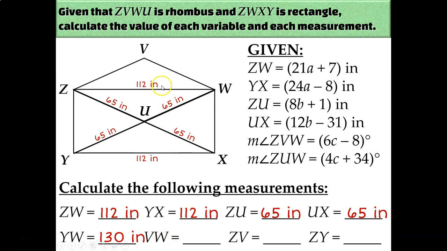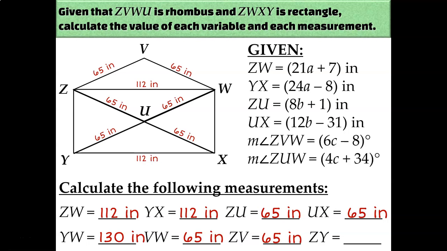Then we're supposed to find the length of VW, and VW is one of the side lengths in this rhombus. And since it's a rhombus, all four sides have to be the same, so VW has to be 65, and the next thing we're supposed to figure out is ZV, which must also be 65 because it's the fourth side of that rhombus. So now we know all of the segment lengths except for ZY and WX.